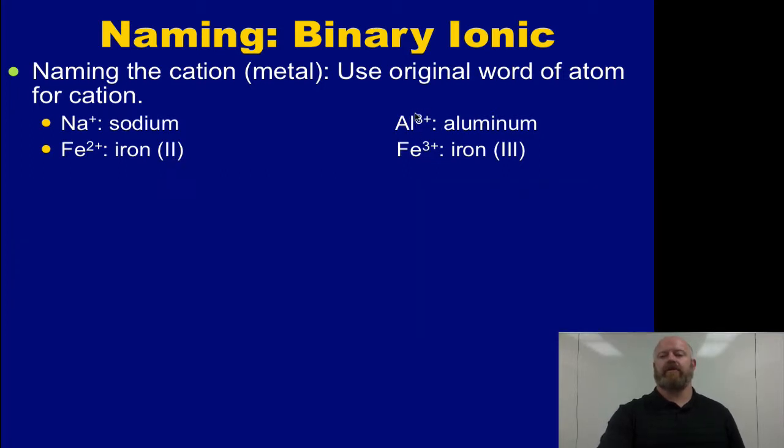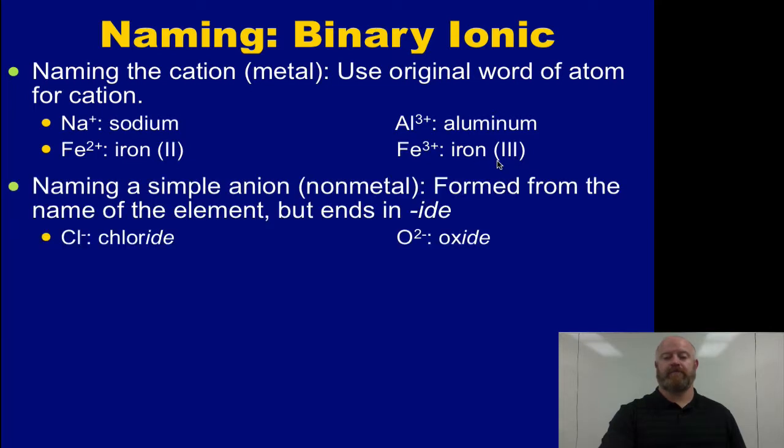Aluminum is a 3+. We just call it aluminum, only possibility. Iron, again, has more than one possibility, so this is a 3+. We call it iron 3.